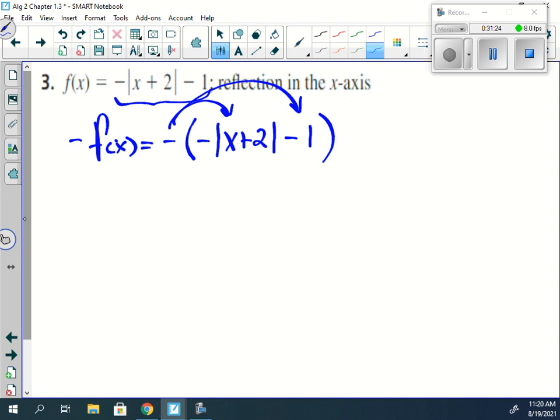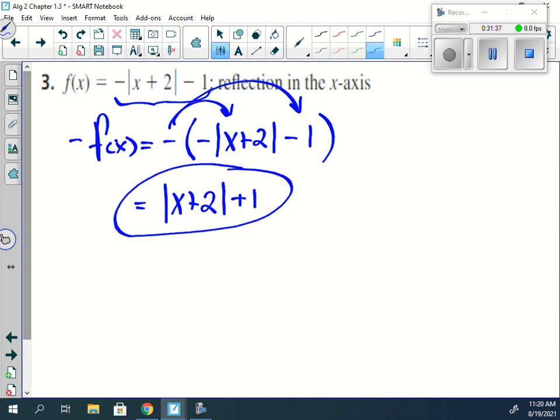So a negative times a negative would be a positive, absolute value of x plus 2. Negative 1 times negative 1 would be plus 1. So this here would be our new function. Any questions on this here? We good with this one here?